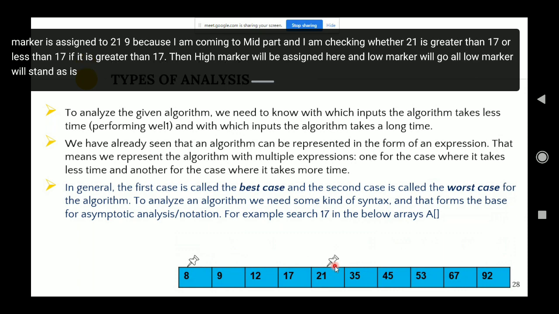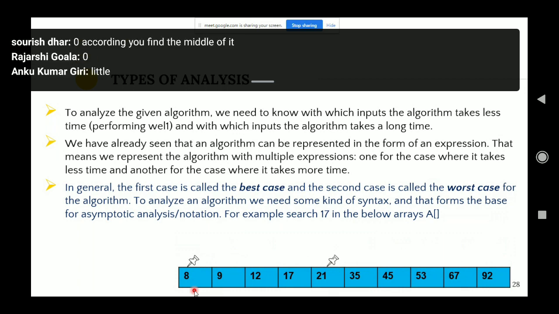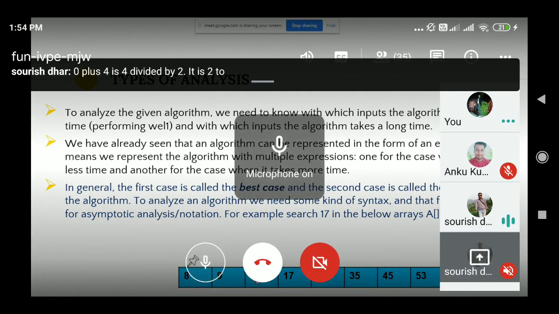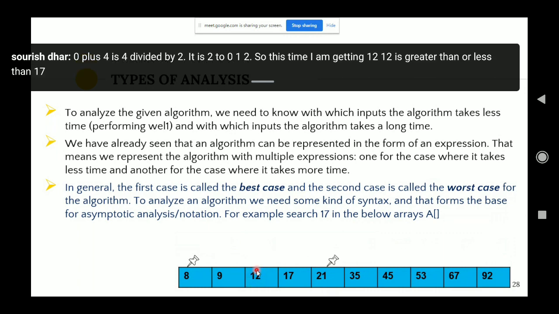Now what is the current situation? What is the value of the high marker now? 4. What is the value of the low marker now? 0. Again you find the middle of it. 0 plus 4 is 4, divided by 2. It is 2. So 0, 1, 2. So this time I am getting 12. Is 12 greater than or less than 17? 12 is always less than 17.